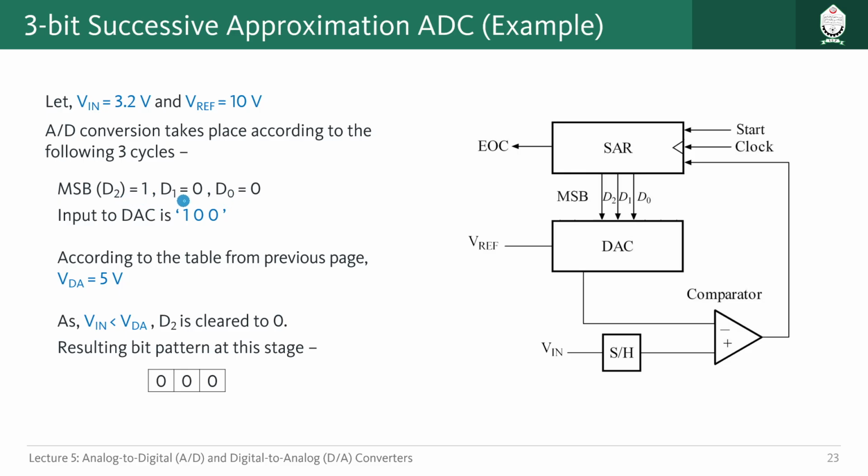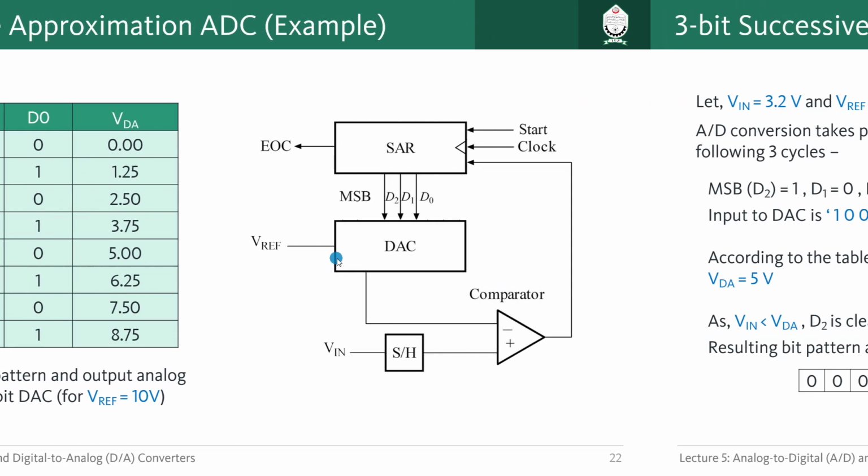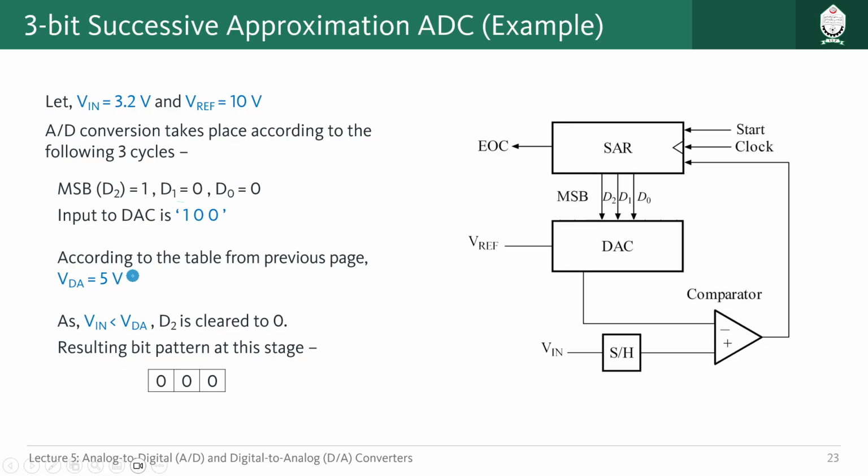D2 is equal to 1, D1 is equal to 0, D0 will be equal to 0. So the input to our DAC will be 100, and the DAC will output its corresponding analog value, which is what? For 100, the corresponding analog value is 5 volt. So that is what we are getting, and this value will be compared with the analog voltage we have provided. We have provided 3.2 volt that will be going through the sample and hold circuit, and this will be compared. Now 5 volt, our guessed value, is obviously higher than 3.2 volt.